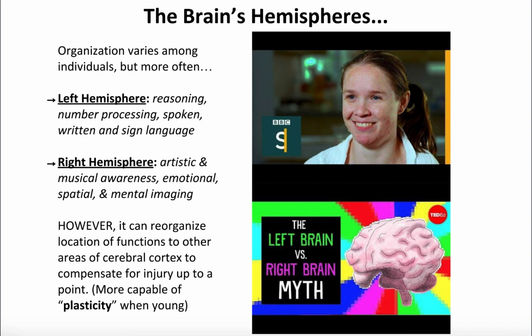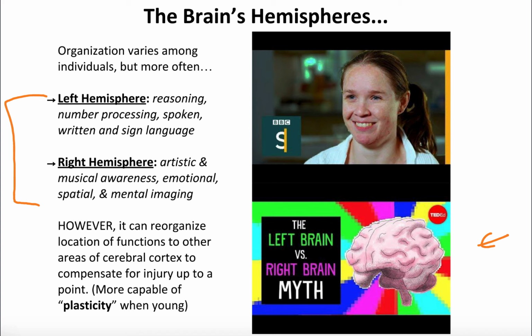All right. So you may have heard of left brain versus right brain people. That's not a real thing. That's more of a myth. But we do find that typically, and not always, not for everyone, the left side tends to be associated more with reasoning, number processing, and speech, while the right side tends to be more visual processing, artistic processing, image processing and stuff like that. However, everyone has a functioning right and left side. Everyone has functioning things on both sides of your brain. No one's right brain or left brain.